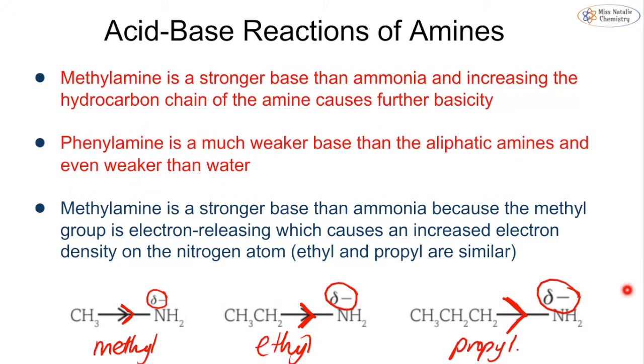And we call this electron releasing. As the electrons are being released from the methyl groups, it's causing the electron density to be moving onto the nitrogen atom, which causes it to become more and more basic. Phenylamine, the phenyl group, is not a particularly electron releasing structure. Therefore, it is not going to be as basic. And we're going to look at why it is not an electron releasing structure.